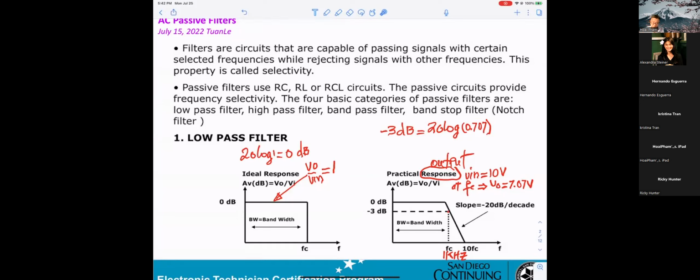Now, our next question. What they wanted at 10 times FC, that means 10 kilohertz. And now they will be asking you, okay, they want to know what output at 10 kilohertz. Who telling me? Zero. You say zero. Who else?